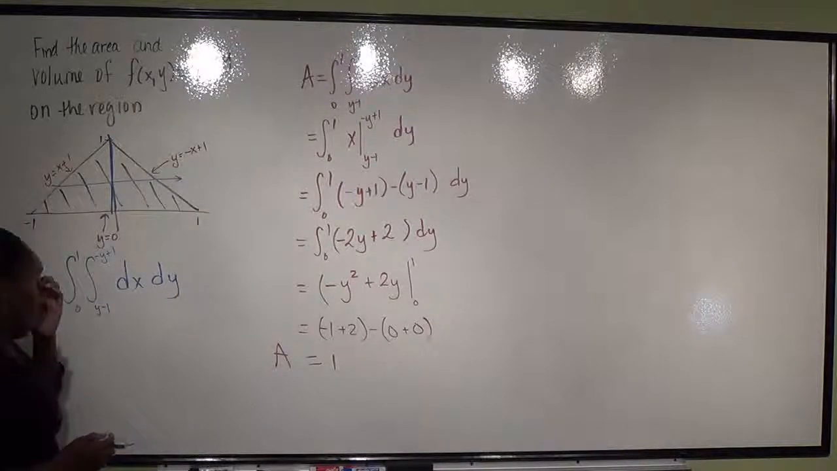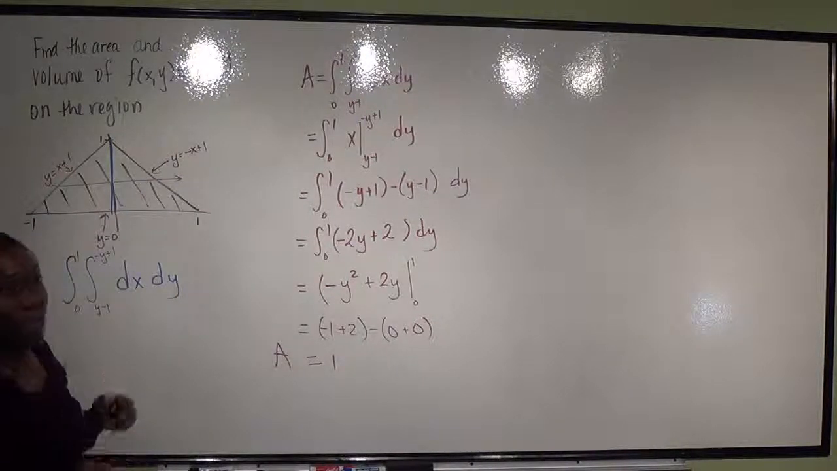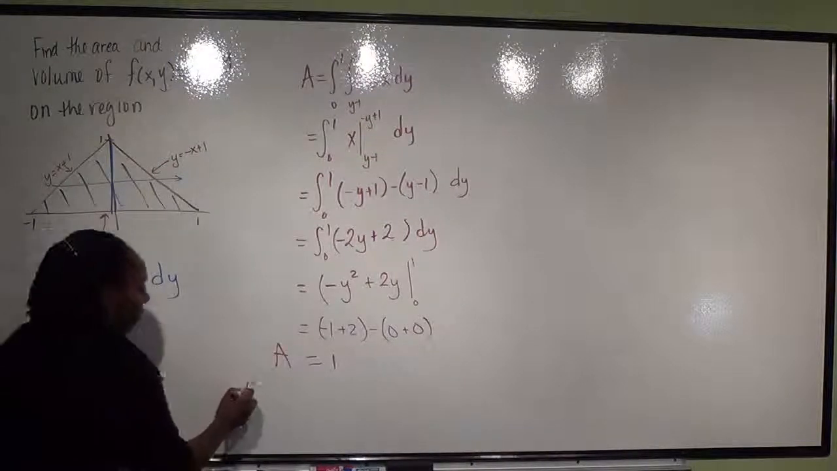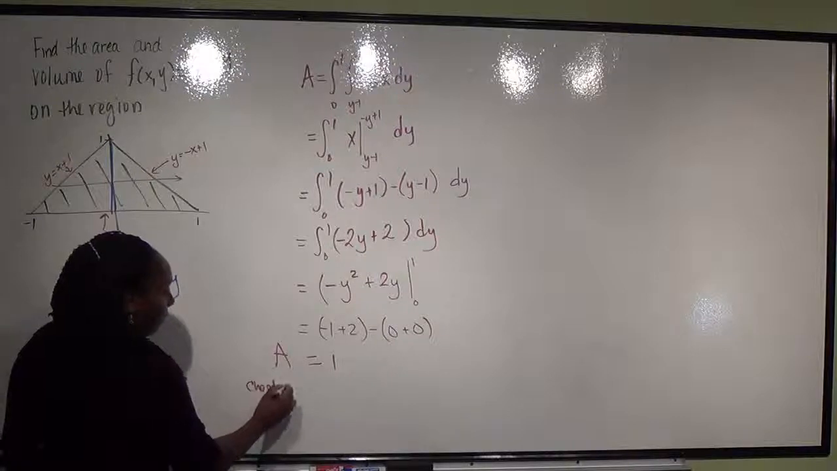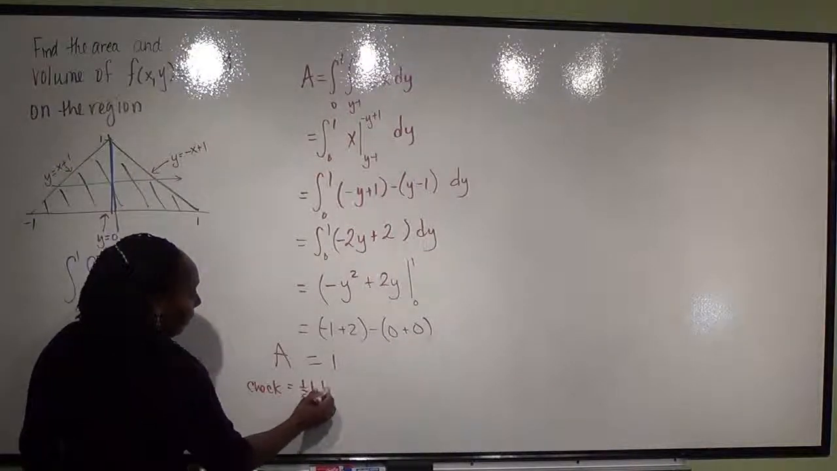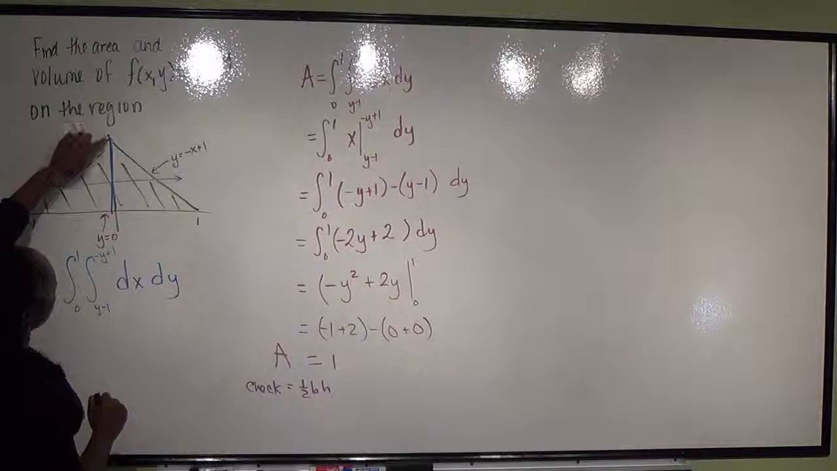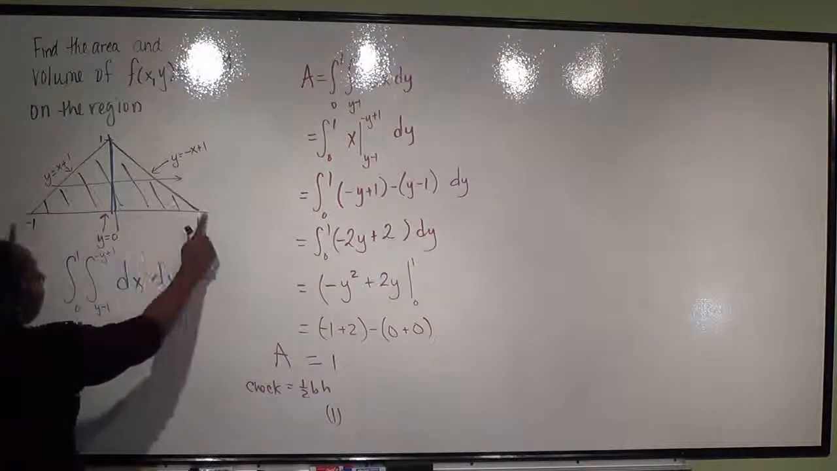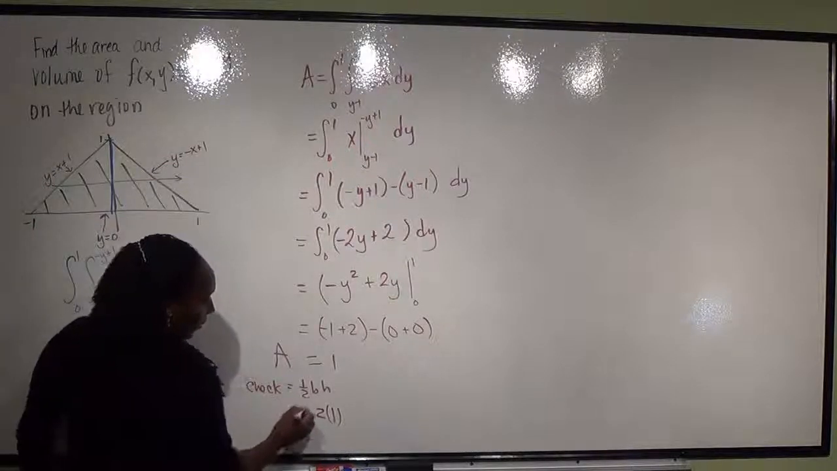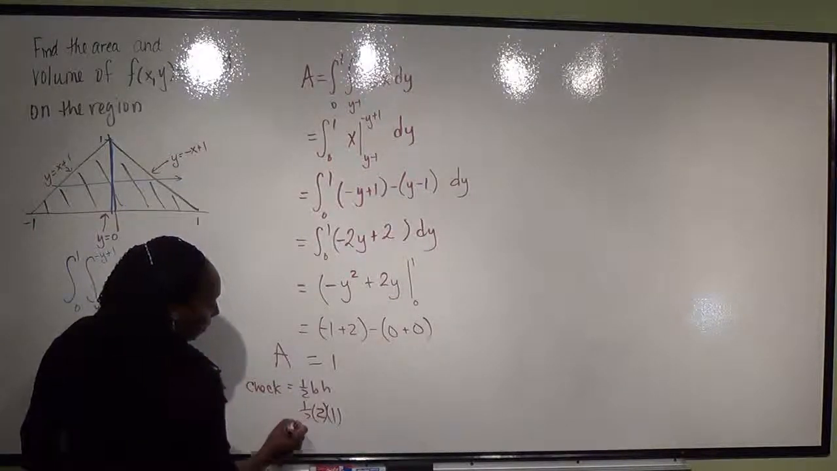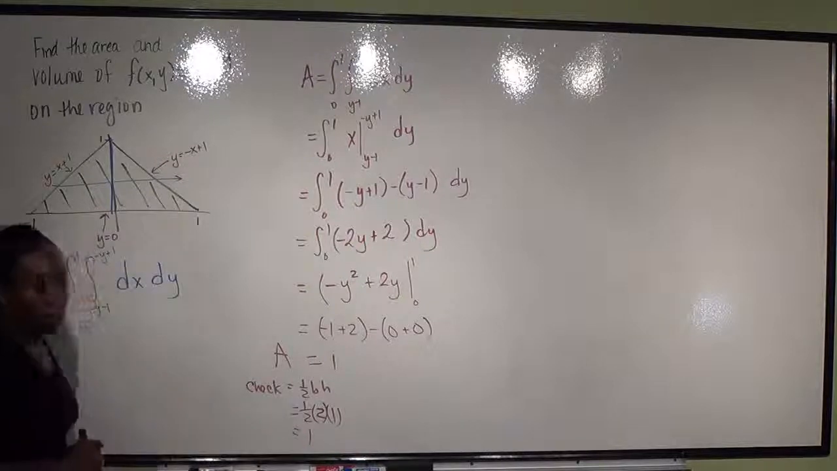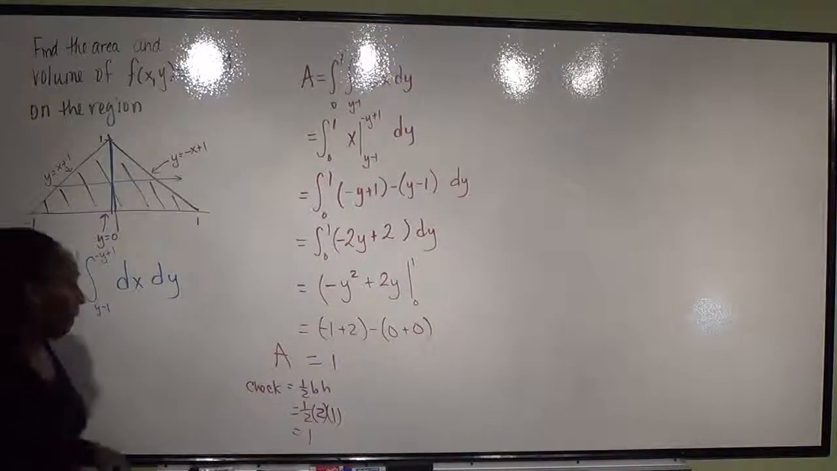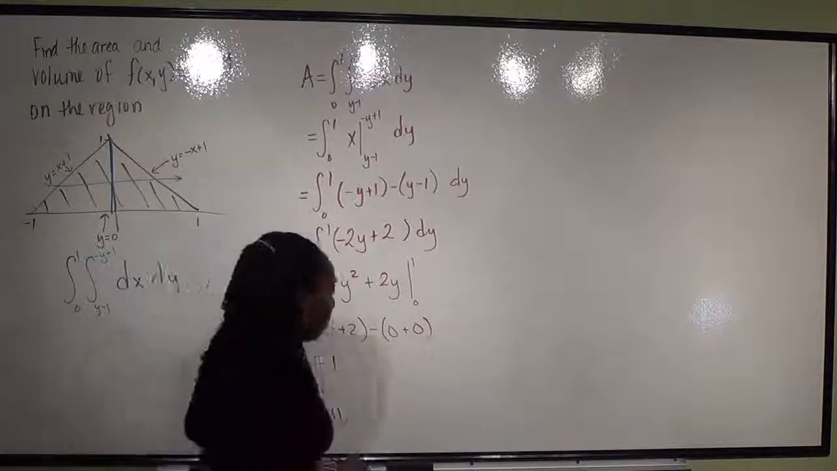And again, we can check this. Nicely, this is a nice geometric region. So we know that area is 1/2 base times height. So my height, we know, is going to be 1. My base is from negative 1 to 1, so that's 2. And 1/2 of that, we can see, is going to just be 1. Okay, so we know we did that right. Okay, so let's look at the volume.